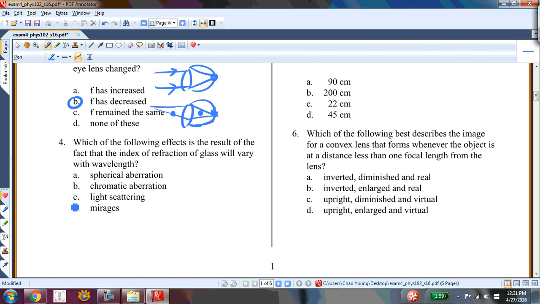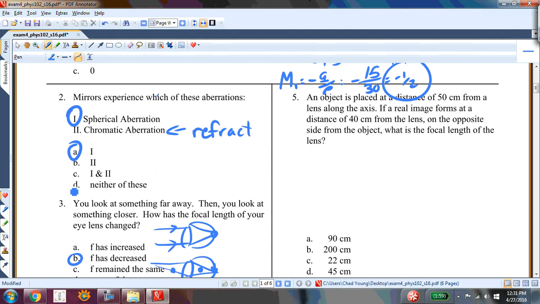Which of the following effects is the result of the fact that the index of refraction of glass will vary with wavelength? Again, that's chromatic aberration. I mentioned that in problem number 2.